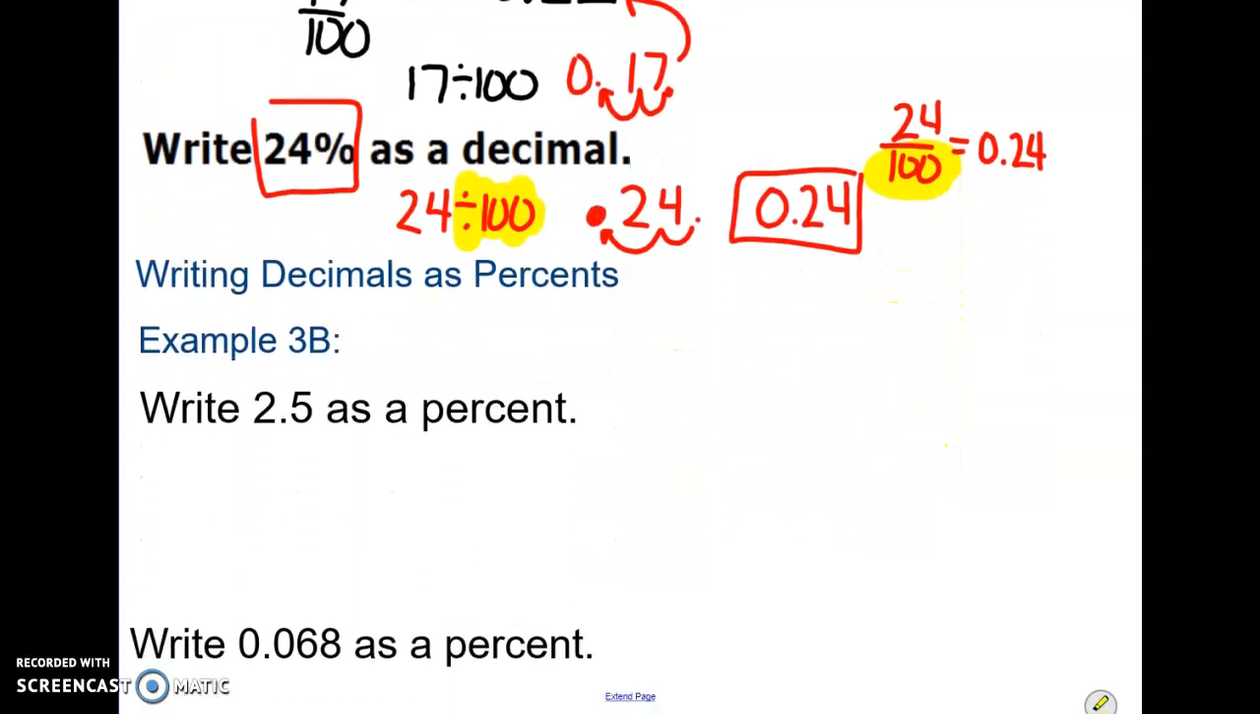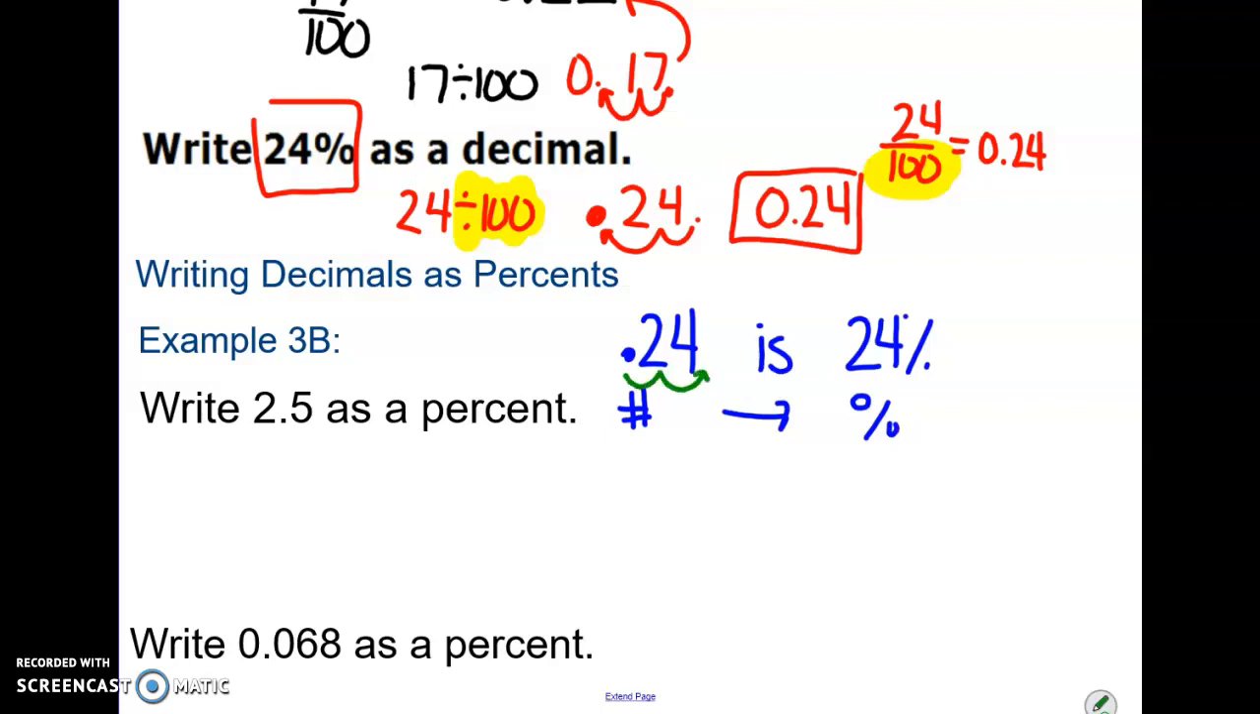Now, we're going to write 2.5 as a percent. If I thought of something like this, we said above right here, 24 hundredths is the same as 24%. So if I start with a number and I'm going to a percent, I'm going to actually move the decimal point 2 places to the right.